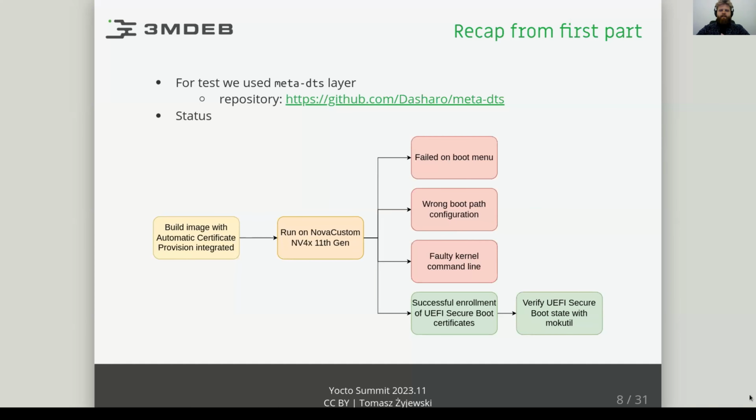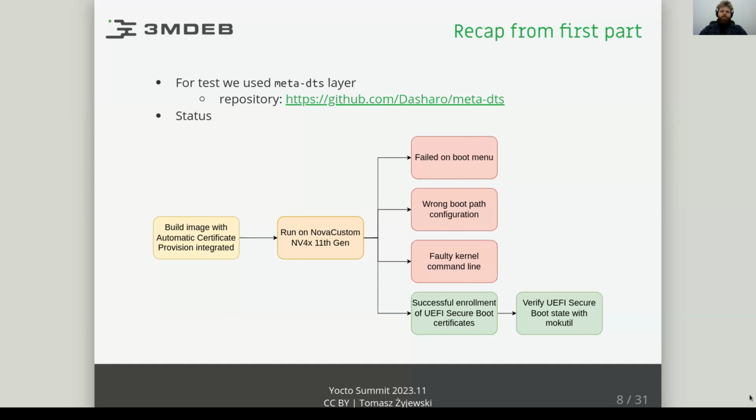Okay, and for our tests in the last presentation, we used, and we are still using, the meta-dts layer, which we use to create the DTS image. DTS stands for the Dasharo Tools Suite and is a set of tools running in a minimal Linux environment to deploy, update, and maintain firmware on Dasharo-supported devices. Dasharo is another of our things, which is an open source firmware distribution crafted with an emphasis on trustworthiness, privacy, and liberty. For example, DTS can be used to update the firmware on a device or run the initial deployment, even when no other OS is currently installed.